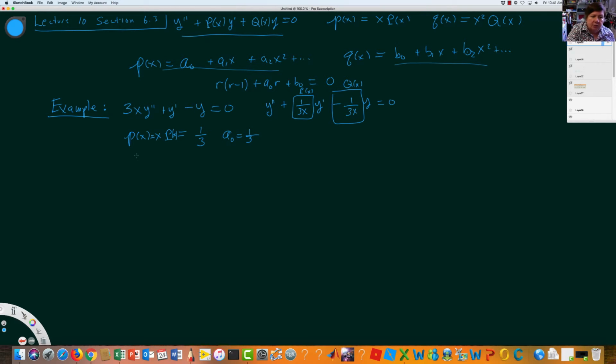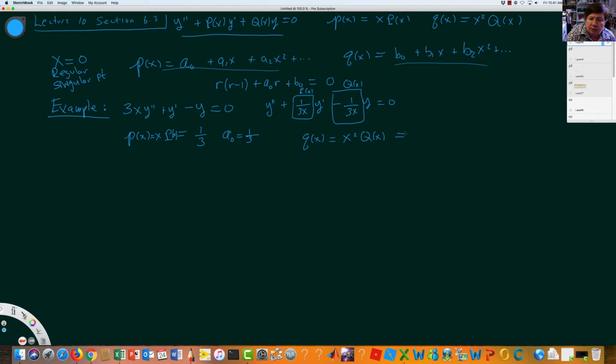Okay, let's do the little q of x. So little q of x is x squared times big Q of x. And by the way, this equation really only works if you're around a regular singular point, x equals 0. You'd have to make another equation if you were solving around a different point.